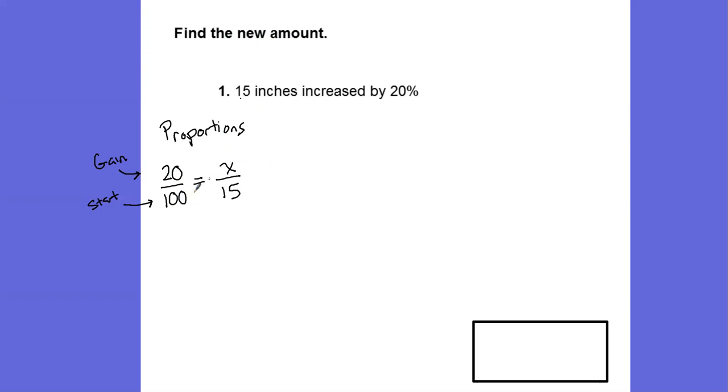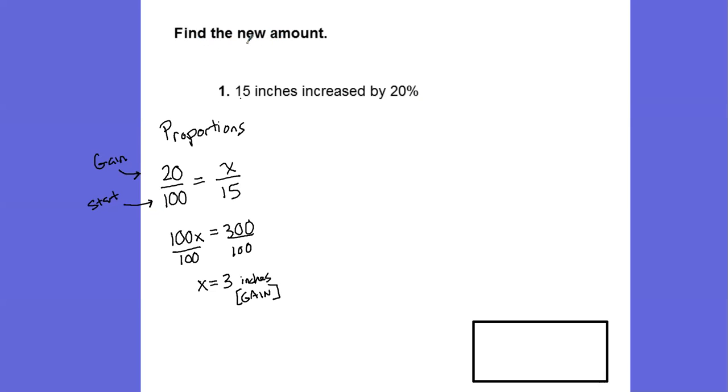If I cross multiply here, 100 times x is 100x. 20 times 15, feel free to use a calculator if you want, is 300. And if we divide both sides by 100 to get x by itself, 300 divided by 100 is 3. So this is 3 inches. And like I've been saying, make sure we're clear: this is a gain of 3 inches.